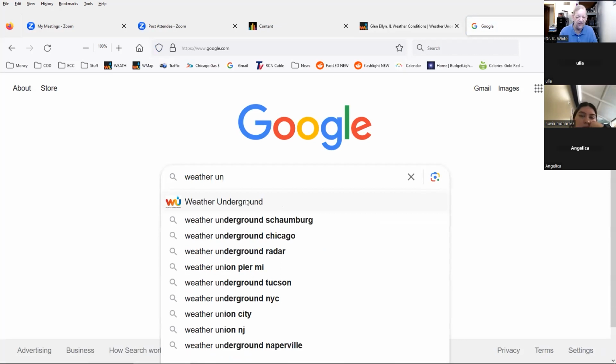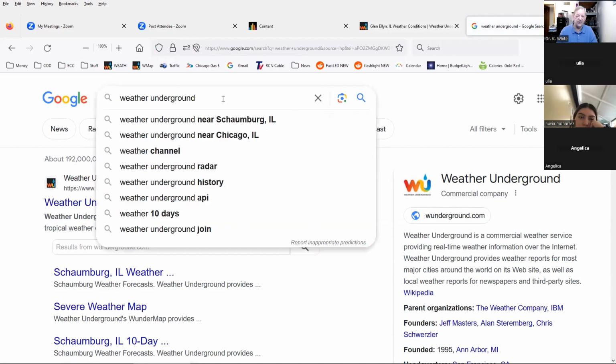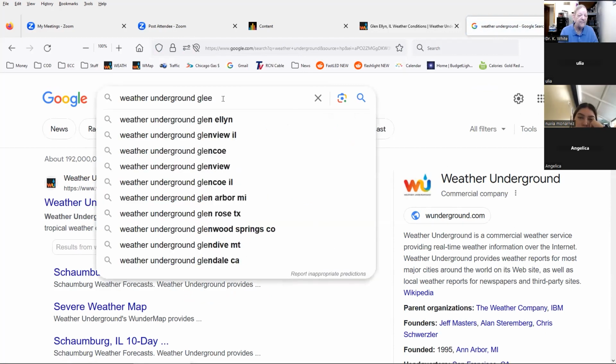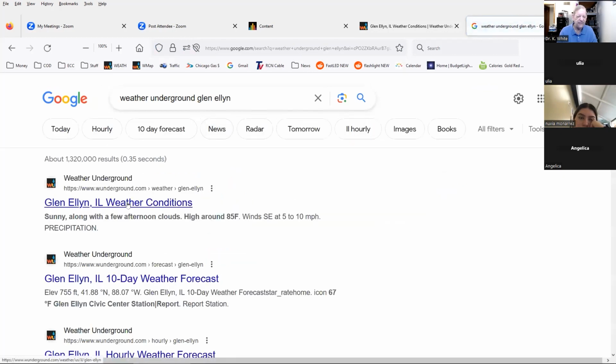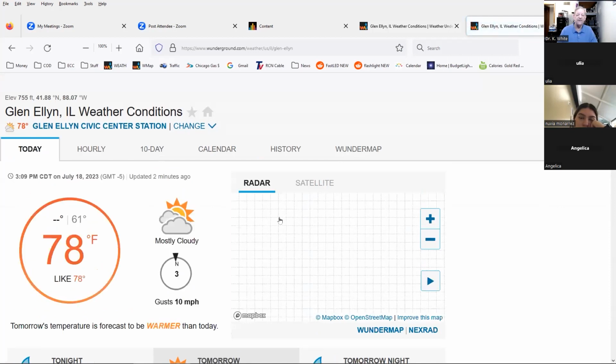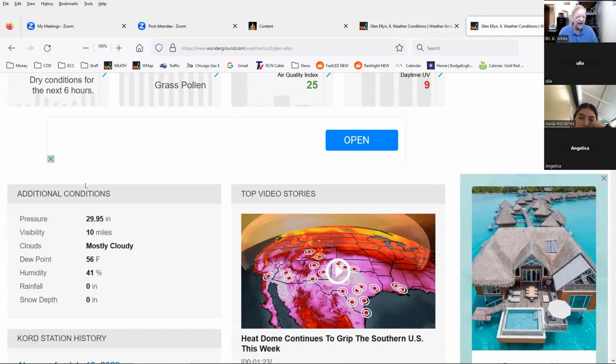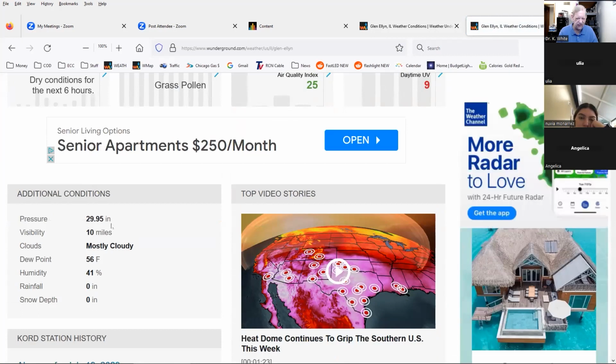And put in Weather Underground, and it'll take you right to that website. You could even put in your city, if I can spell it, and it'll take you right there. You don't see where I got to Glen Ellen. Now, again, scroll down, and you'll need the pressure in inches. You're going to have to convert that, and I'll show you how in a little while.